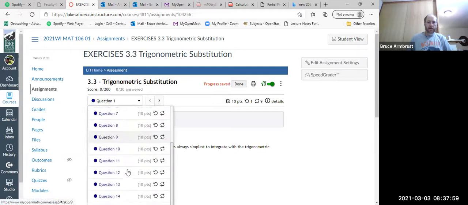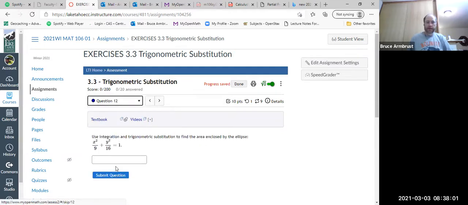All right, so number 12 was a for sure. And then number 6 was a maybe. Okay, so let's look at number 12. It says use integration and trig substitution to find the area enclosed by the ellipse. Oh yeah, check this out. We're going to actually be able to find the area of an ellipse now. No, you're not excited? It's good stuff.